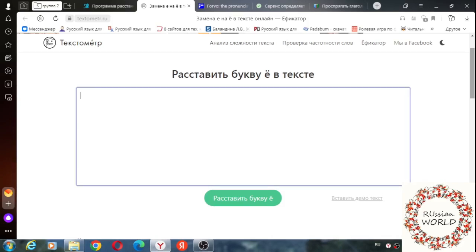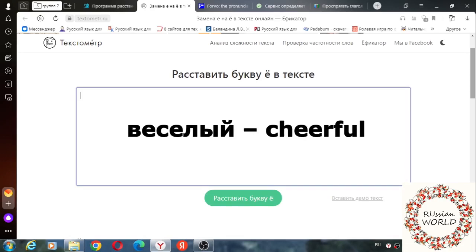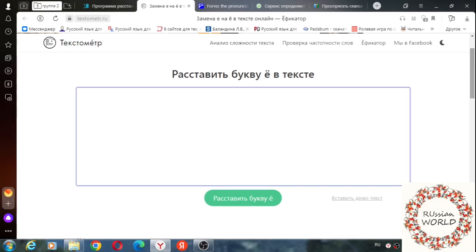For example, let's take a look at the word веселый. It means cheerful. You can see that usually we write it with letter ye, but we pronounce it with letter yo because we know which words have letter yo and which ones letter ye. But foreigners don't know this. That's why this website will be really useful.